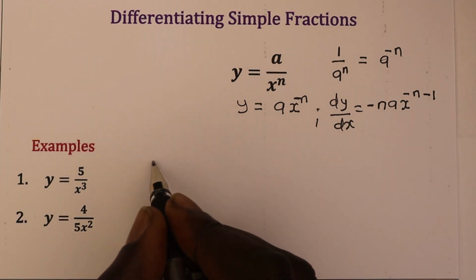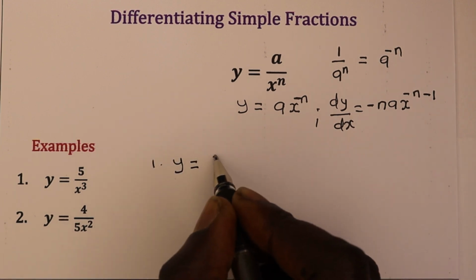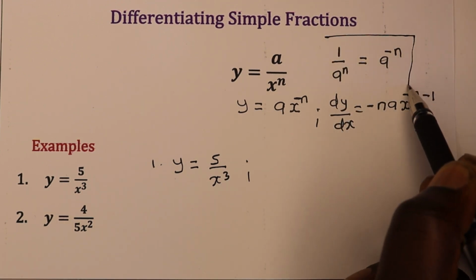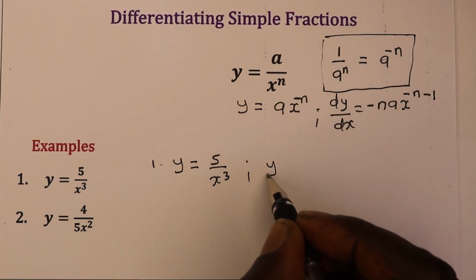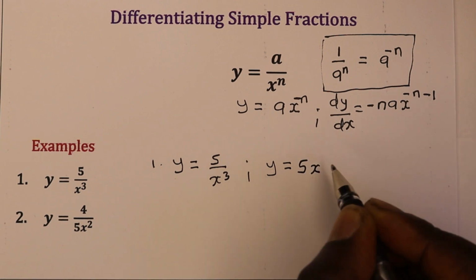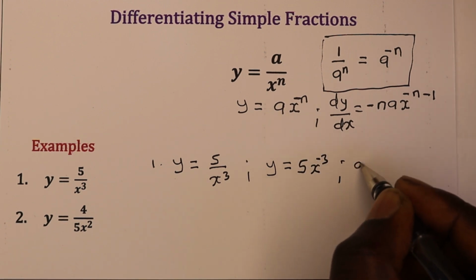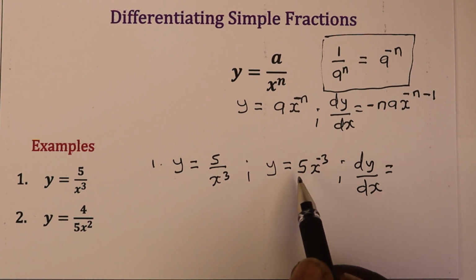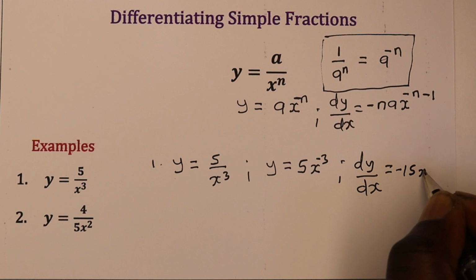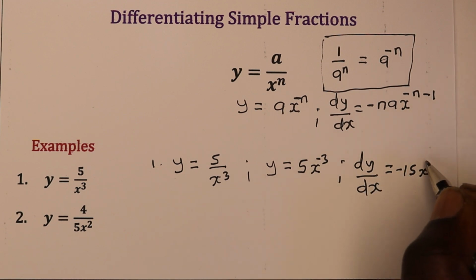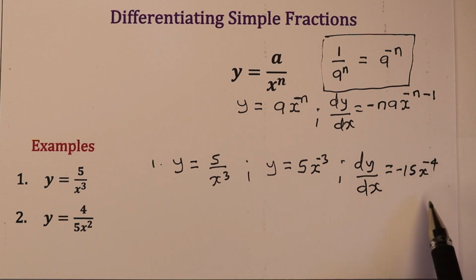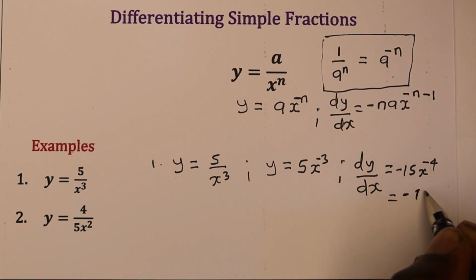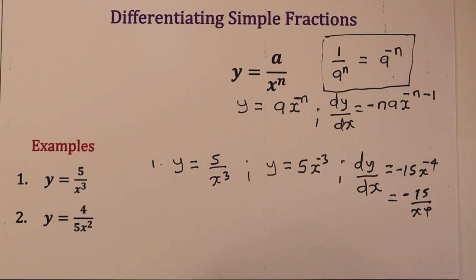So let us look at the examples that we have. The first one is given as y is equal to 5 over x raised to power 3. So just use this law of indices. Just write this as y is equal to 5 x raised to power negative 3, so that you just differentiate what you have normally. We multiply by the power, that is negative 3 times 5, which will be negative 15, and then reduce the power by 1, so negative 3 minus 1, and that will be negative 4. So if you like, you can leave the answer like that, or you can rewrite it in this manner, so that you have negative 15 over x power 4.